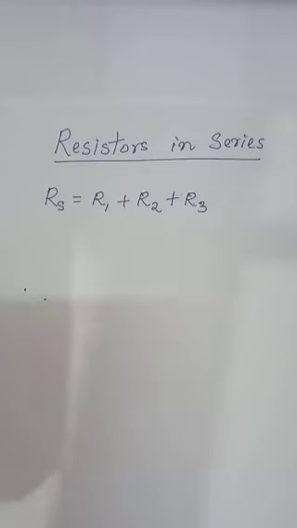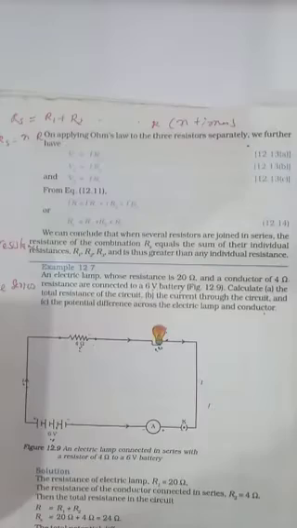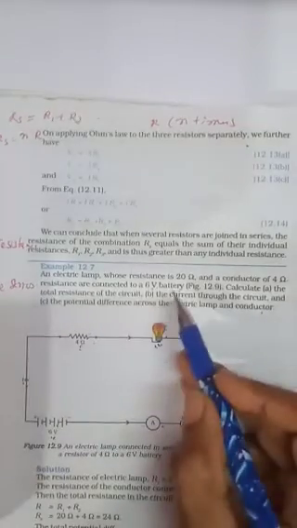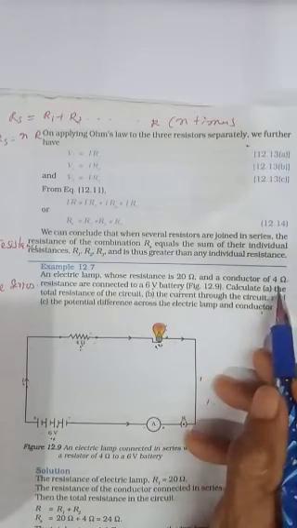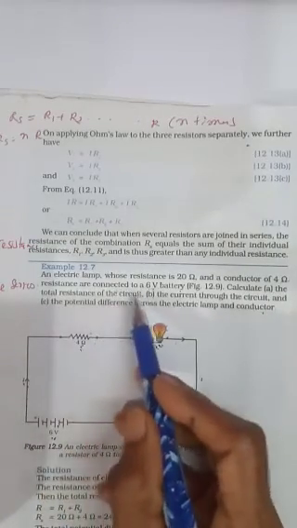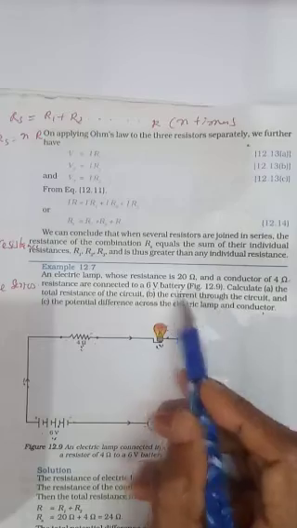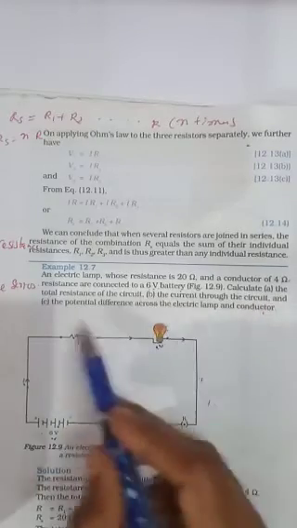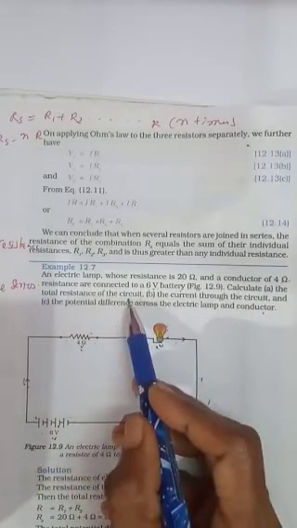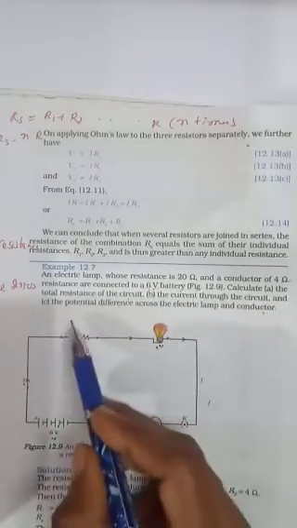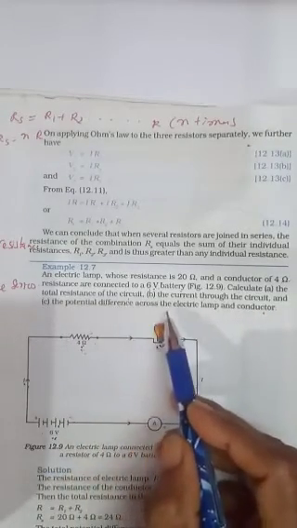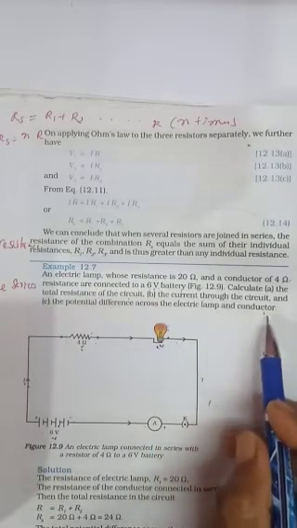Now we will work example 12.7. An electric lamp whose resistance is 20 ohm and a conductor of 4 ohm resistance are connected to a 6 volt battery. Calculate A. The total resistance of the circuit. B. The current through the circuit. And C. The potential difference across the electric lamp and conductor.